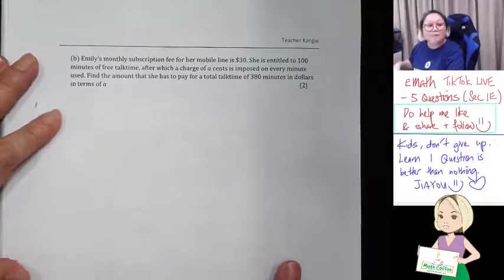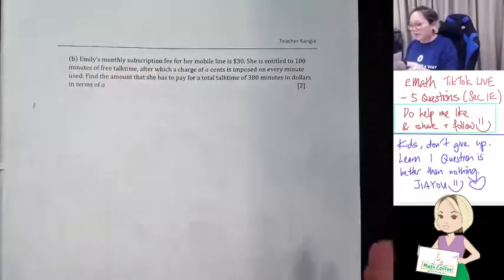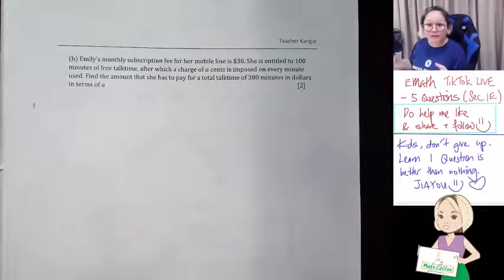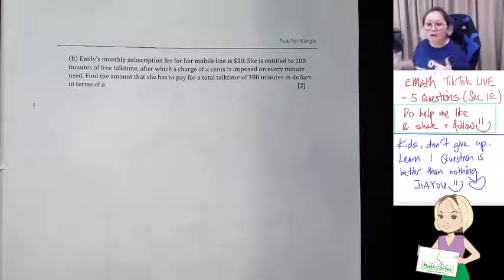Okay, come. Emily, monthly subscription. This is like a real life thing. You all don't pay for your own mobile bill, right? So you all don't know, right? Everything your parents pay. You only know how to use, and then after the data bursts, your parents will complain, why you use the data so much.